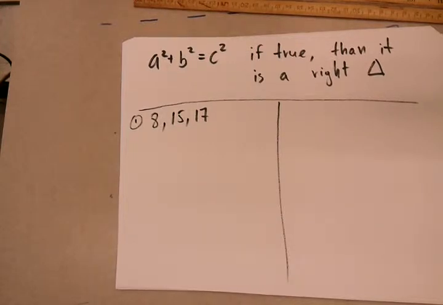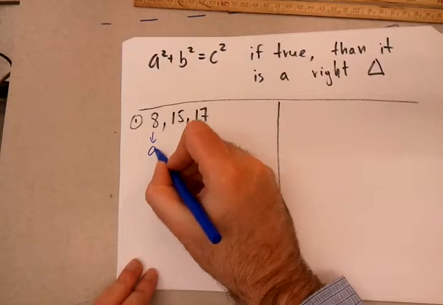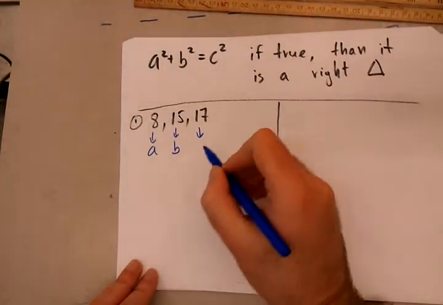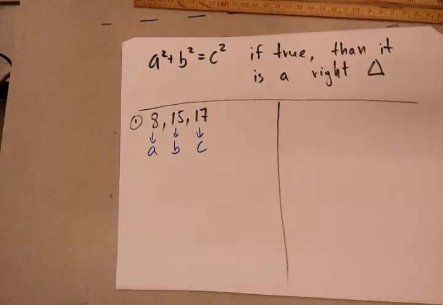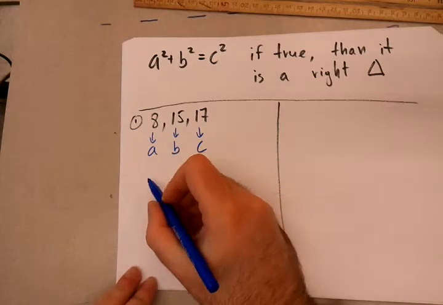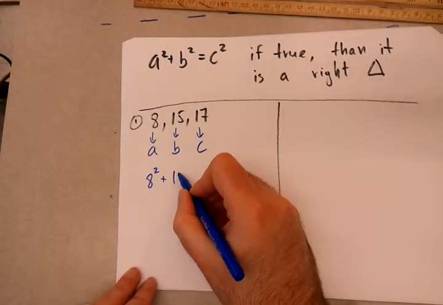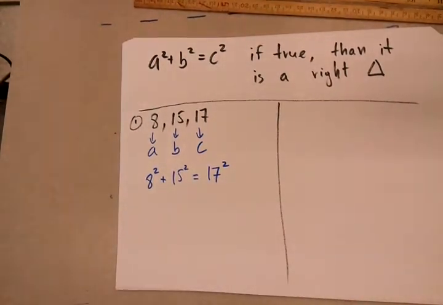Now we're going to substitute this in. So I'm going to assign each side one of the variables. Typically, again, I like to say that the short side is a, that the middle side is b, and the longest side has to be c. These two can be interchangeable. The long side cannot. So then I'm going to plug these in and see what I get. So I'm going to get 8 squared plus 15 squared equals 17 squared.